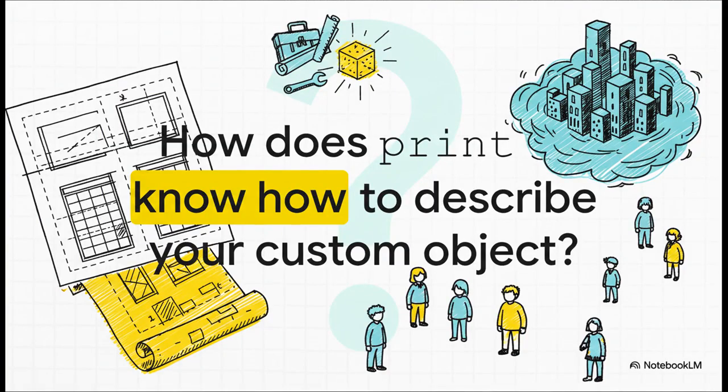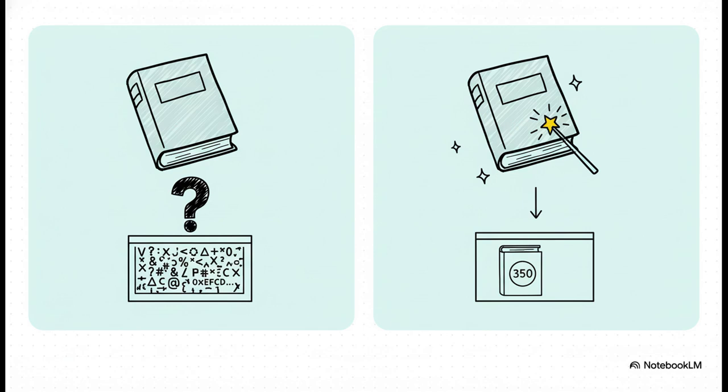Here's a little puzzle. You just created a brand new type of object that's never existed before, maybe a book object. So how on earth does a built-in Python function like print have any idea how to display it in a way that a human can actually read? Well, the answer lies in Python's magic methods. As you can see on the left, without one, trying to print your object just gives you this useless, confusing memory address. But if you define this one special method called __str__, like on the right, you're telling Python exactly how you want your object to be represented as a string. You're literally giving it a voice.